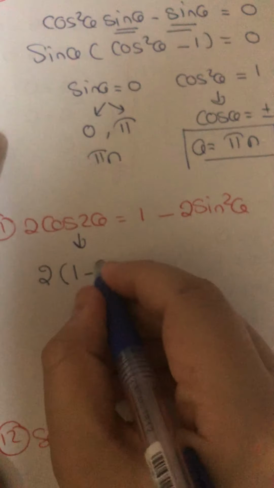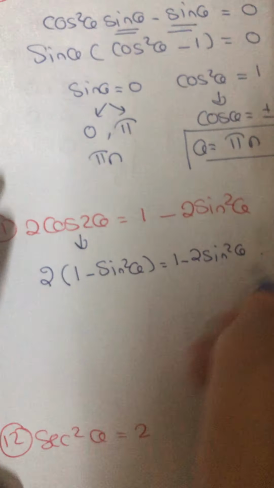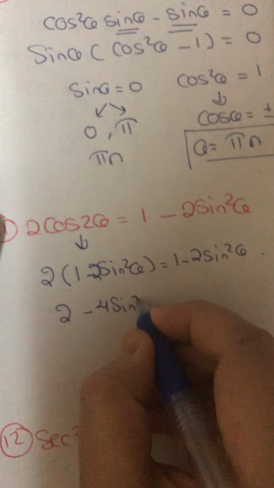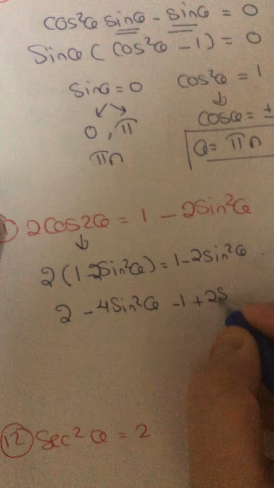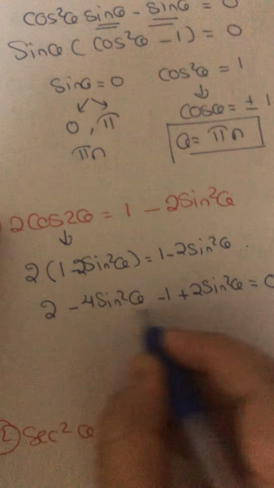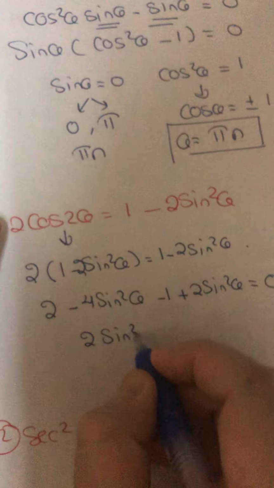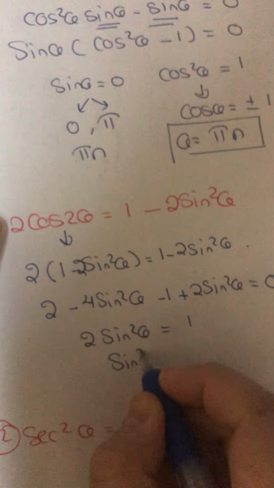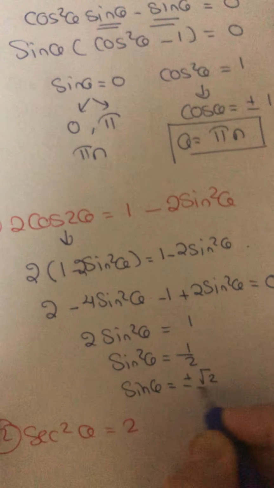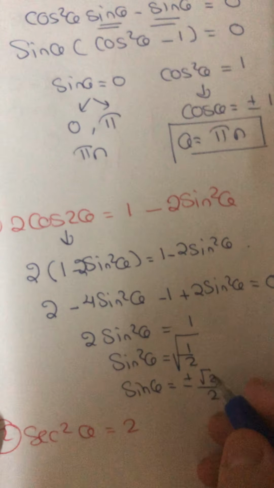So over here, 1 minus sine squared theta equals 1 minus 2 sine squared theta. So 2 minus, sorry, this is a 2. 4 sine squared theta minus 1 plus 2 sine squared theta equals 0. So I can say I have a negative 2 sine squared theta, or I'll take them to the other side. 2 sine squared theta equals 1, sine squared theta equals half, sine theta equals positive or negative root of 2 over 2. If I root them, I will have root in the denominator, and then I will rationalize and so on.